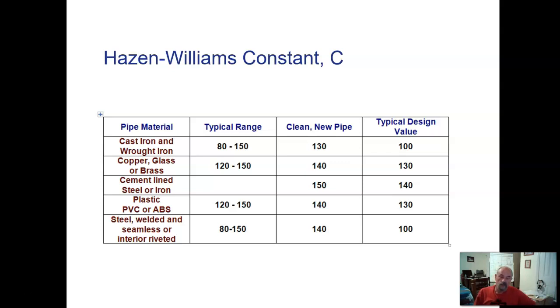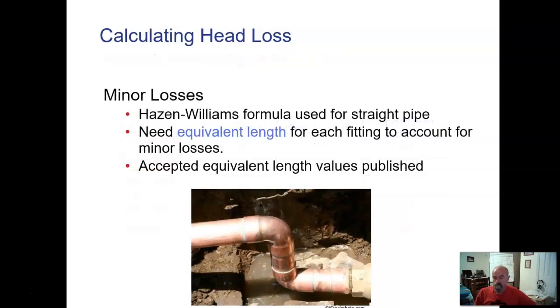You can probably guess that steel and iron will deteriorate over time much more drastically than copper or plastic. This is indicated in the table by the difference between the clean and design constant values. The difference is much greater for steel and iron than for copper and plastic, and you can note that lining steel or iron pipes with cement will significantly reduce the increase in head loss over time.